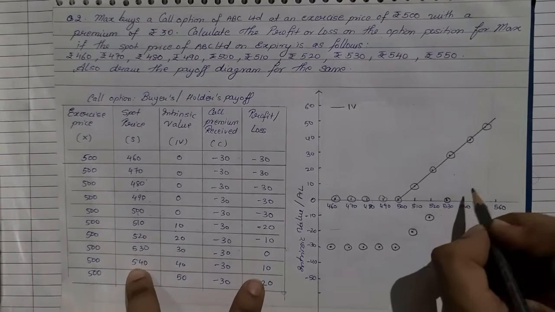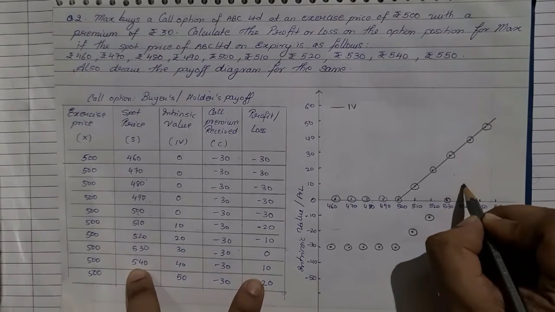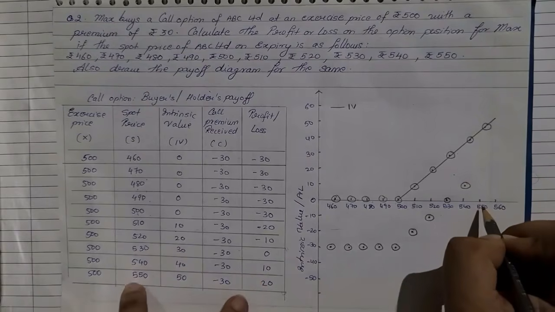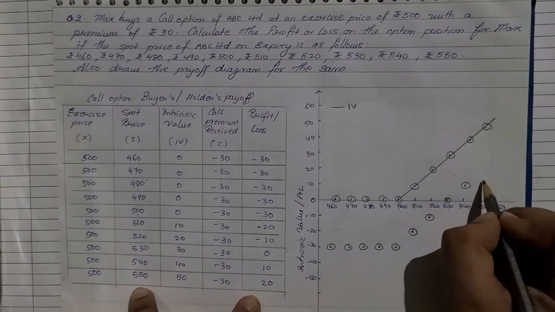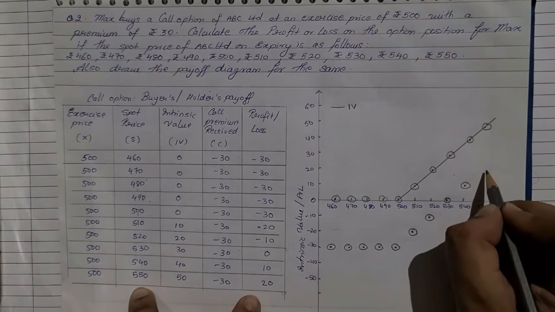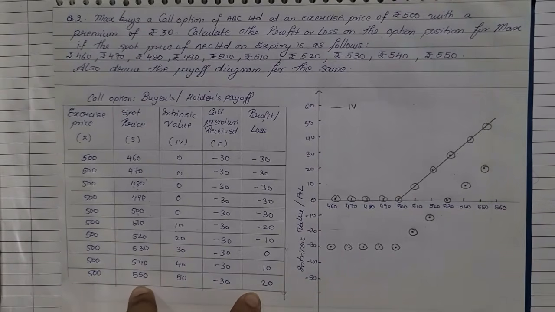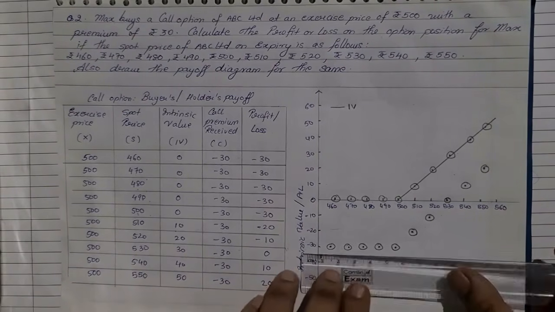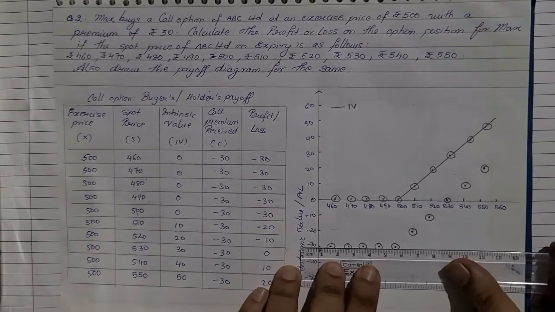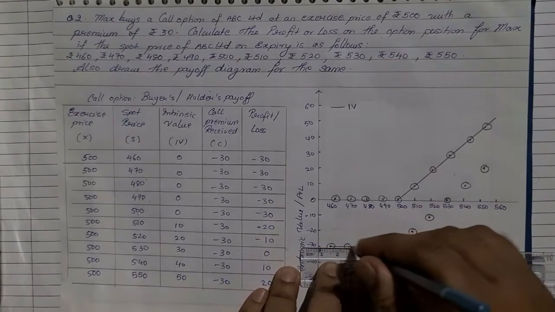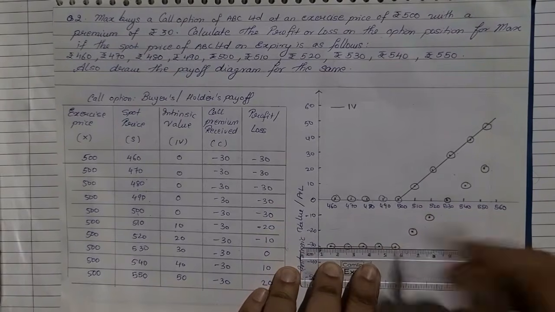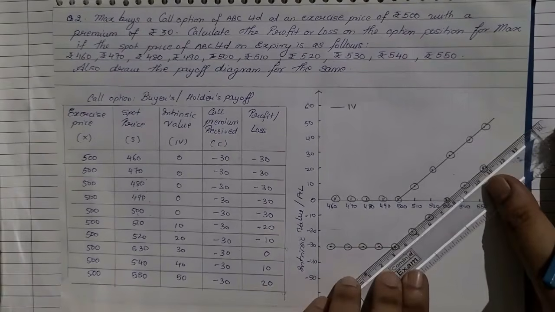At 540 a positive 10, so I'll take that as a positive 10. At 550, the last one, we got a positive 20. I'll mark that as 20. And now, here again, from the start till the point where your spot and exercise price are equal, it is a flat line. Thereafter there's going to be an increase.